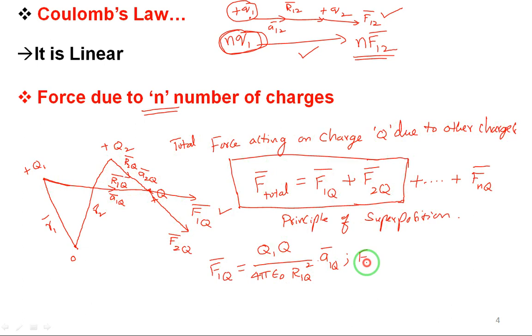This is F1q. Similarly F2q: q2 is one of the charges and another charge is q. So take the multiplication of the two charges, q2 into q, by 4 pi epsilon naught. The distance between the two charges is r2q square into a2q.